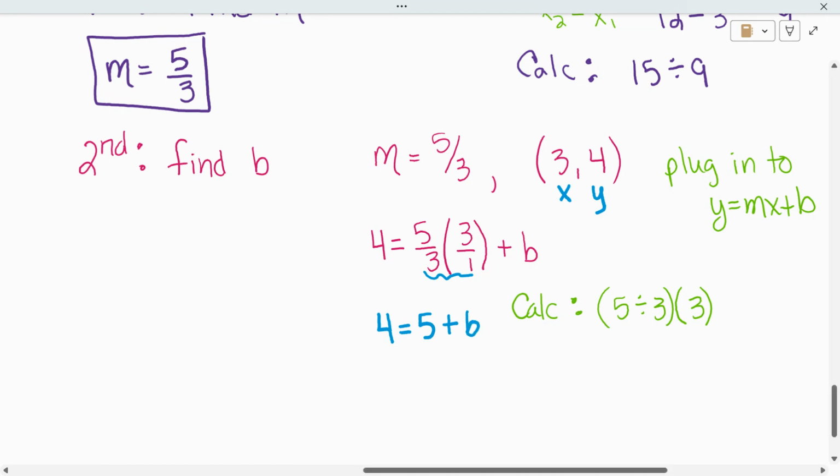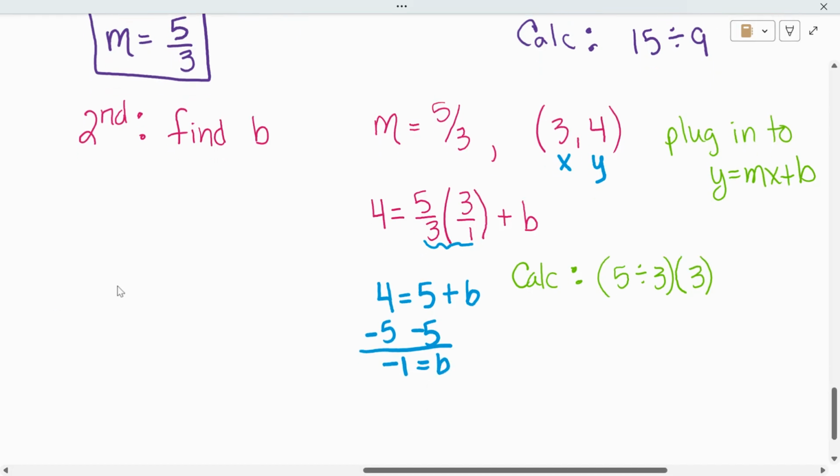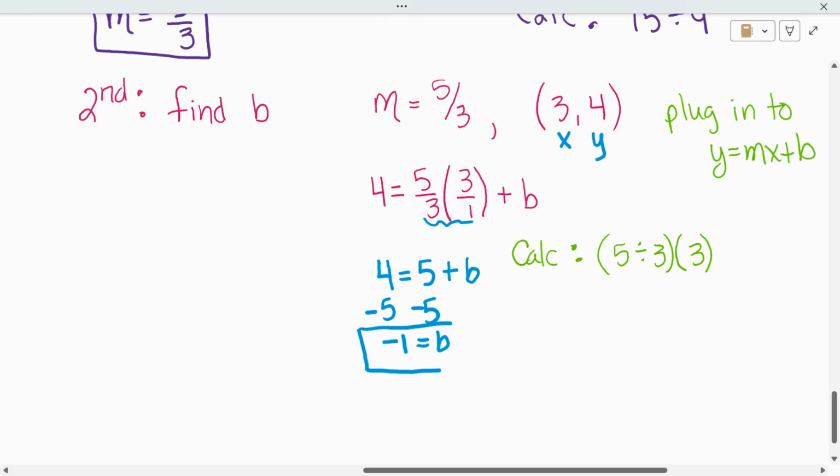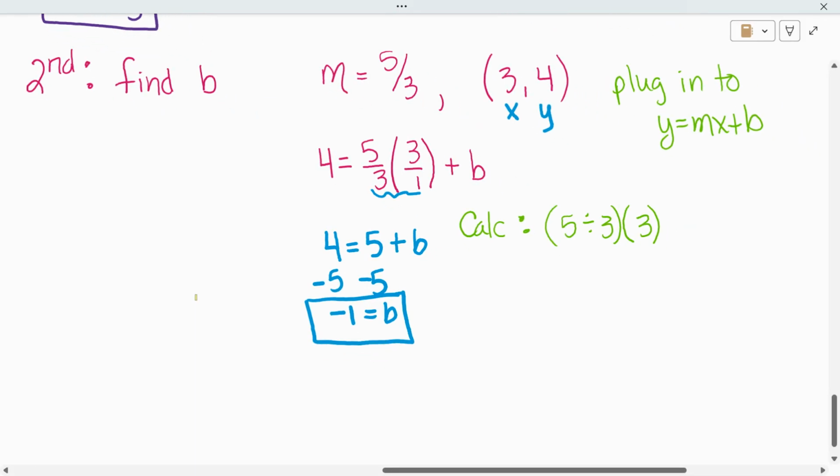Kenna, I'm trying to get b all by itself. What do I need to do? Minus the 5 from both sides. You guys are doing so fabulous. So -1 equals b. Do we have both of the parameters that we need to write an equation? Yes, we do. I want you guys to say it together. What is this equation? Good job. Y equals 5/3 x minus 1.